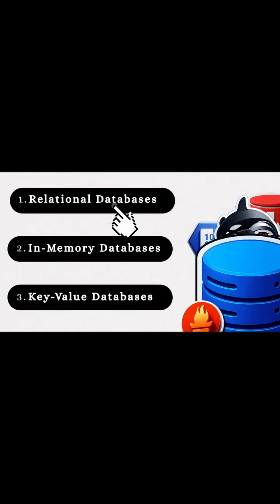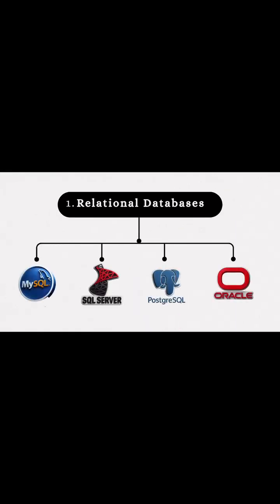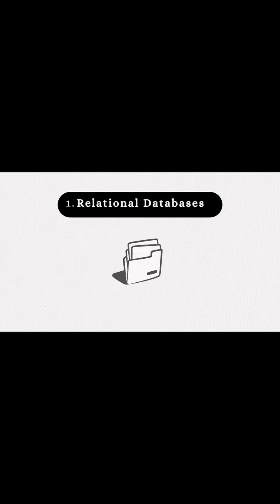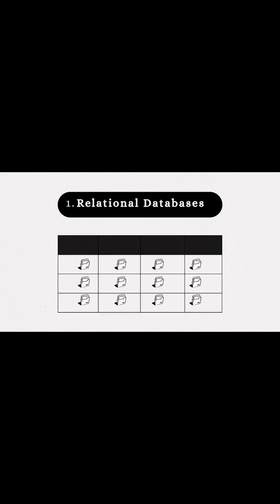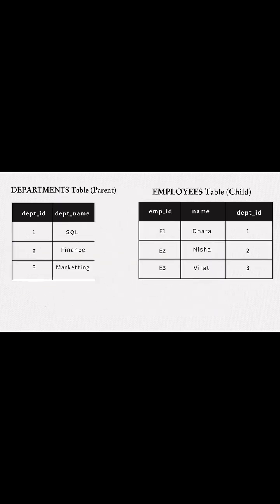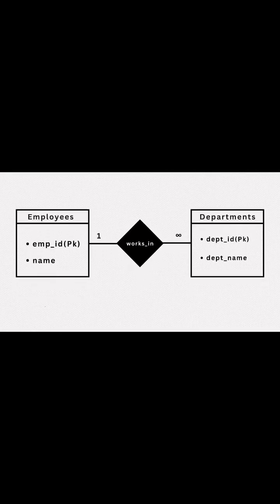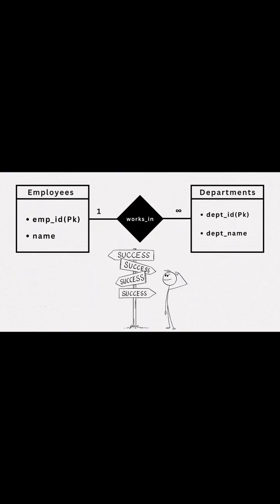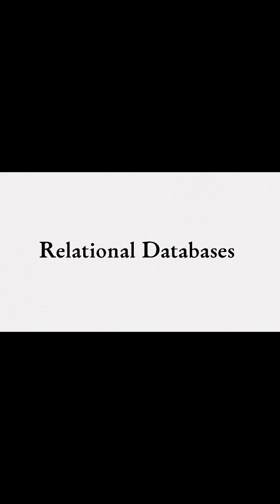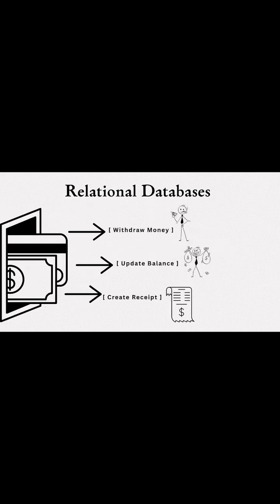Let's start with relational databases. These are the most traditional and widely used databases, where data is stored in tables with rows and columns. They enforce a fixed schema and strong relationships between data, which makes them predictable and reliable. Relational databases support transactions, meaning multiple operations either succeed together or fail together, which is critical for correctness.